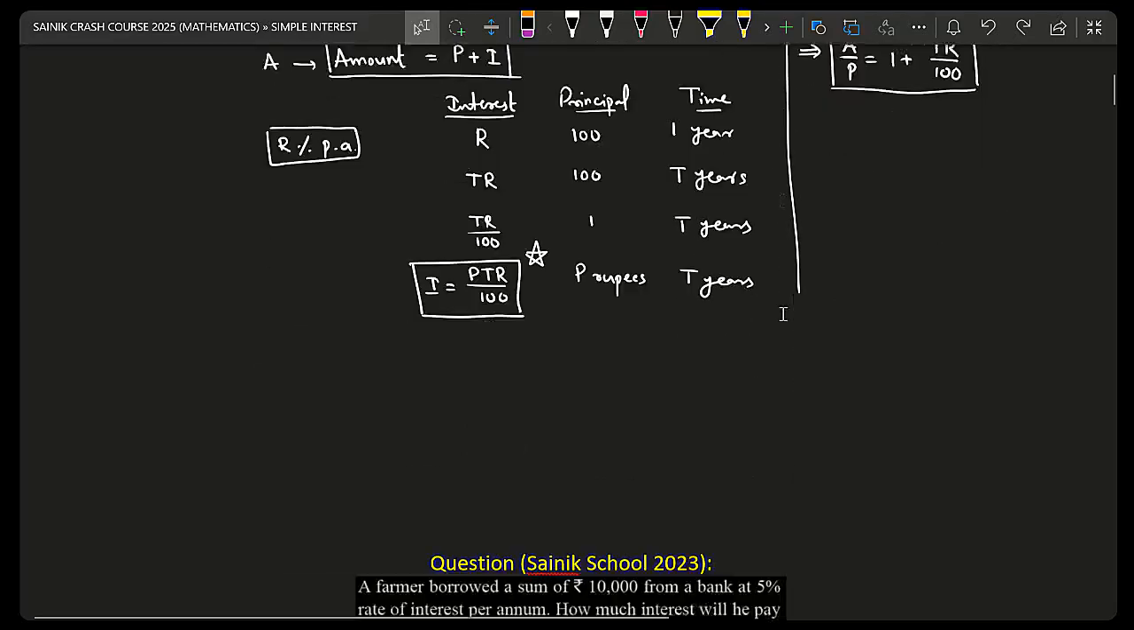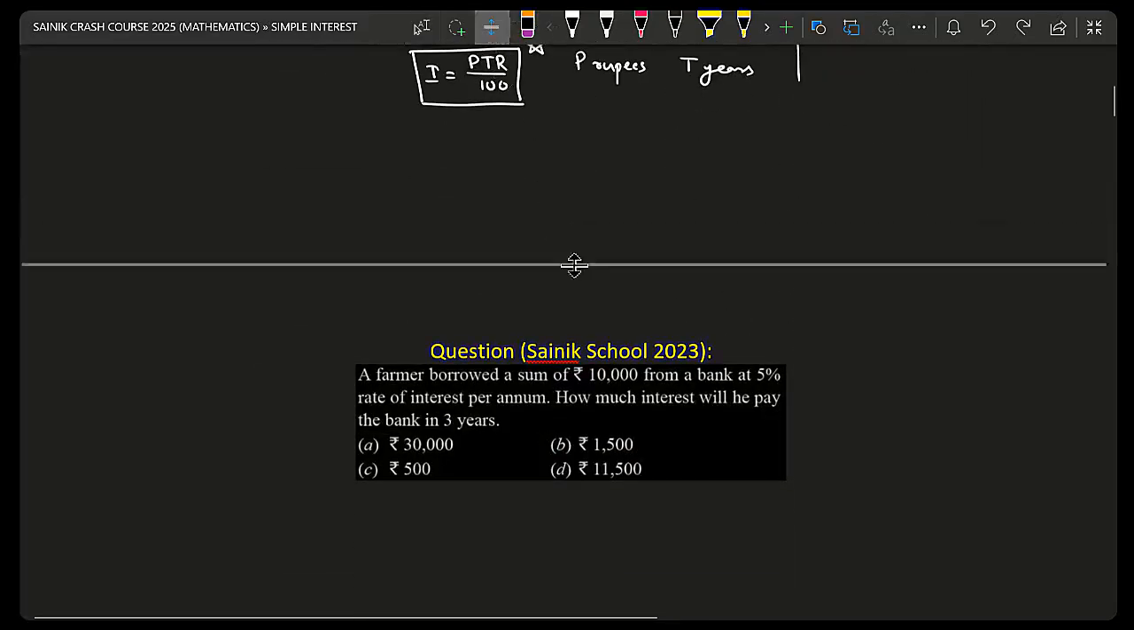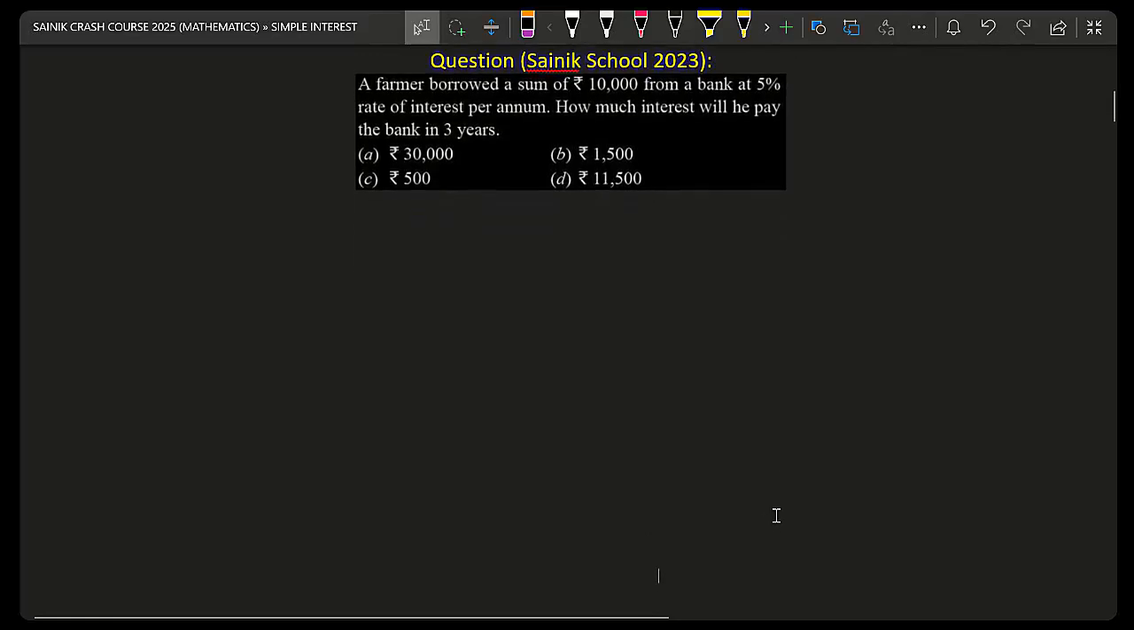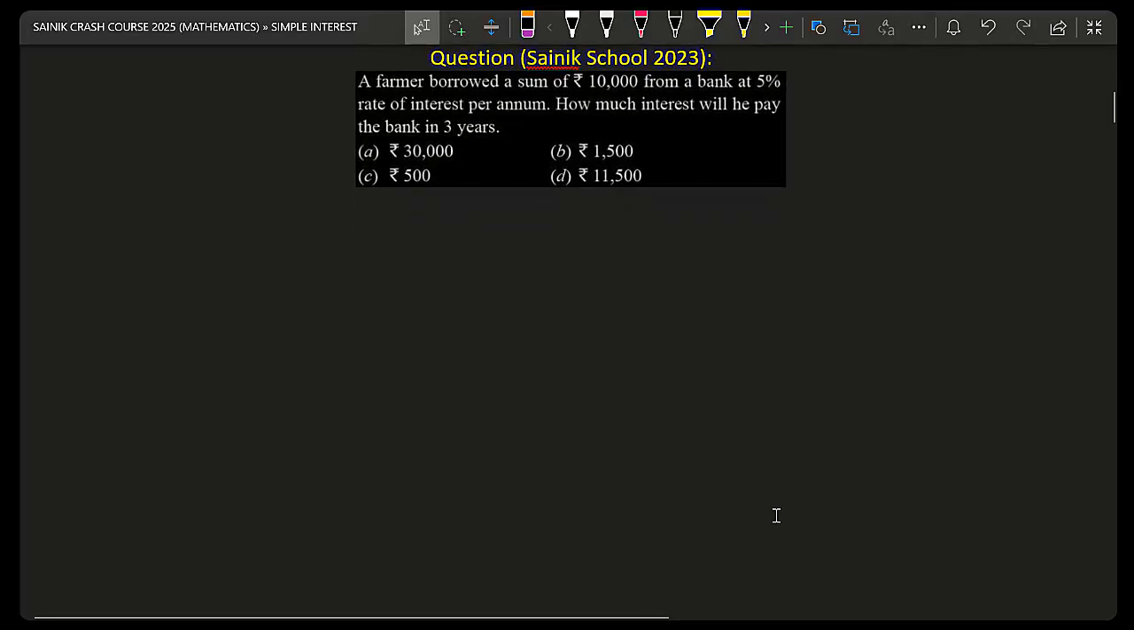Next question is this. This question came in 2023 on simple interest. A farmer borrowed a sum of 10,000 rupees from a bank at 5% rate of interest per annum. How much interest will he pay the bank in 3 years? Very simple and direct question. Who will answer this question can raise a hand. Remaining all students, you know how to solve this question. Direct formula. Everybody involved in the class by raising your hand and saying the answers.